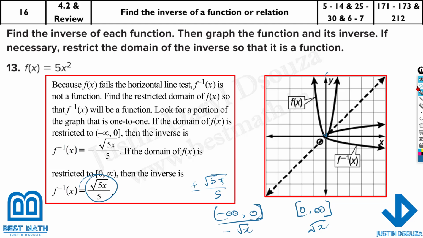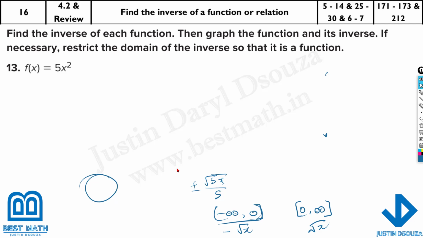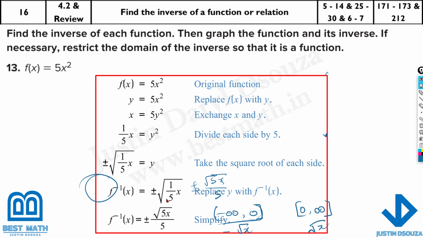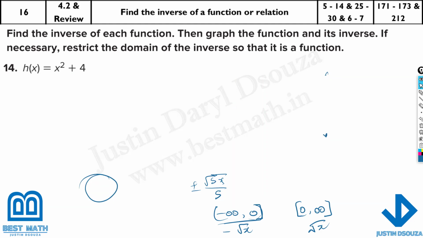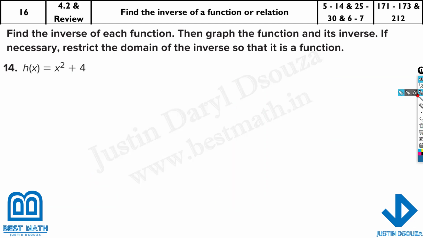So you can read over here, if the domain of f(x) is restricted from minus infinity to 0, then the inverse is this part, negative square root of 5x by 5. Because there are two answers, isn't it? It's plus or minus. There are two solutions. So when is the negative solution? When it's in the negative quadrant. Whereas when you go from 0 to infinity, that's the positive x-axis, it'll be the positive, that's square root of 5x by 5, it's positive.